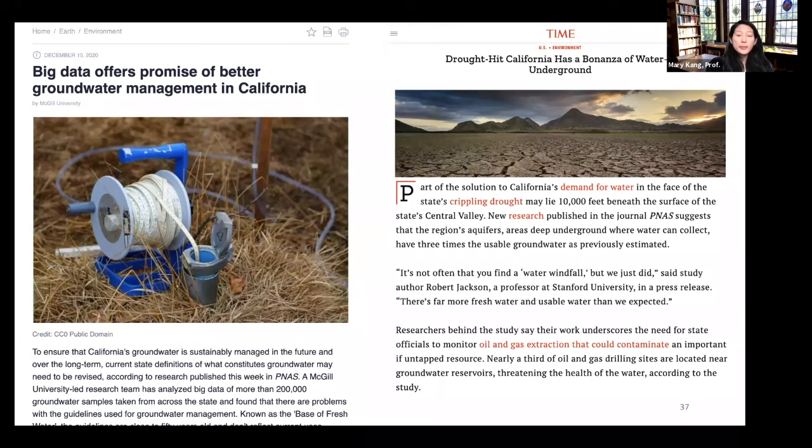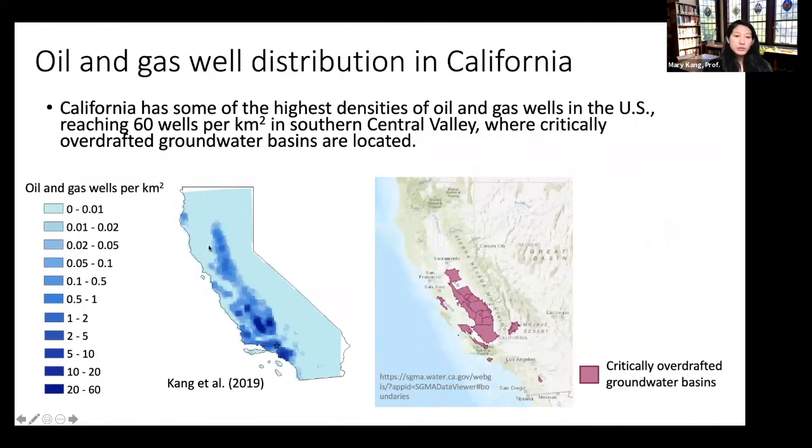And so based on regulations from the past, oil and gas activities could happen in some of these groundwater aquifers that may now be usable. So there is a lot of concern about oil and groundwater contamination. This is particularly concerning because if you look at oil and gas well distribution in California, these are where a lot of wells are found. And if you look at where the critically overdrafted groundwater basins are, you can see, especially the southern Central Valley here, that's where a lot of oil and gas wells are located.